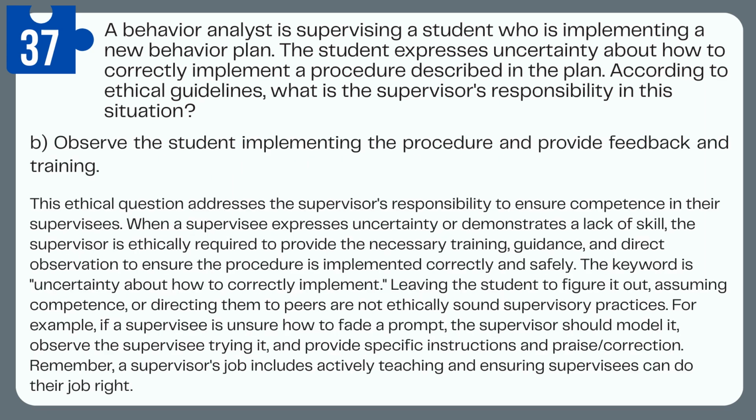Answer B. Observe the student implementing the procedure and provide feedback and training. This ethical question addresses the supervisor's responsibility to ensure competence in their supervisees. When a supervisee expresses uncertainty or demonstrates a lack of skill, the supervisor is ethically required to provide the necessary training, guidance, and direct observation to ensure the procedure is implemented correctly and safely. The key phrase is uncertainty about how to correctly implement. Leaving the student to figure it out, assuming competence, or directing them to peers are not ethically sound supervisory practices.